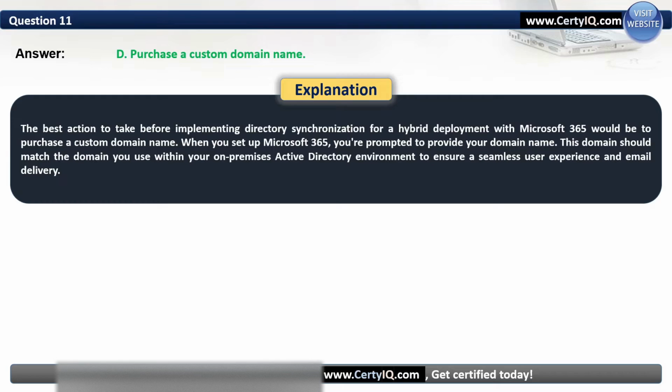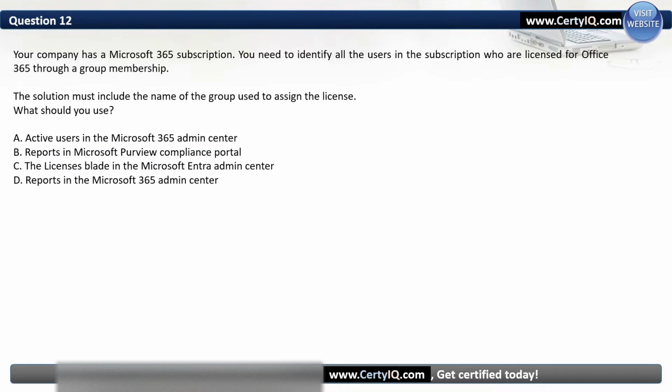The best action to take before implementing directory synchronization for a hybrid deployment with Microsoft 365 would be to purchase a custom domain name. When you set up Microsoft 365, you are prompted to provide your domain name. This domain should match the domain you use within your on-premises Active Directory environment to ensure a seamless user experience and email delivery.